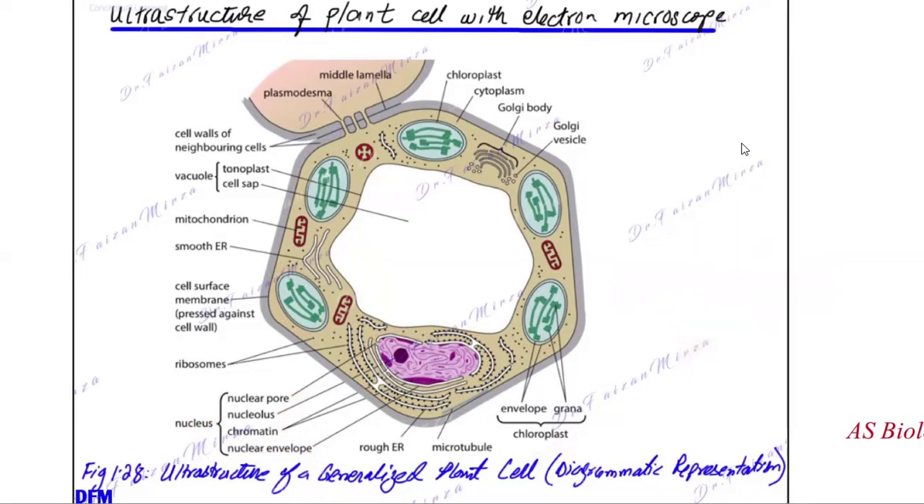And these are grana. This was also visible in the light microscope. Golgi vesicles and Golgi body can be seen: cytoplasm, chloroplast, middle lamella, plasmodesma, cell wall of neighboring cell, vacuole having cell sap, mitochondria, smooth ER, rough ER, ribosomes, the cell surface membrane pressed against the cell wall, microtubules, nothing new. Everything that we have discussed in the animal cell is there in the plant cell, and some additional structures are there as well.